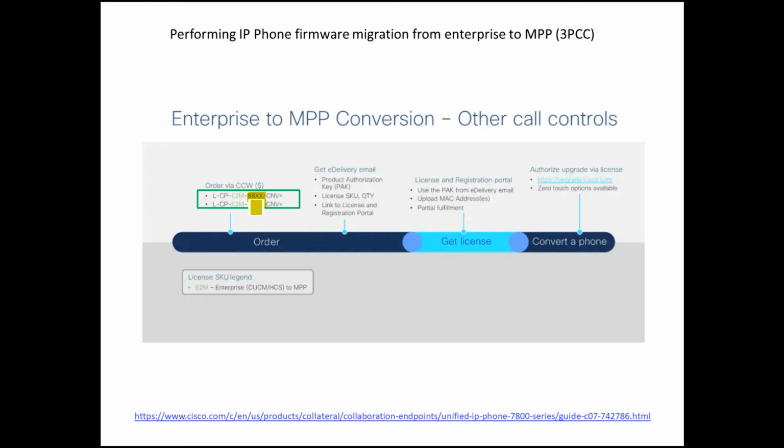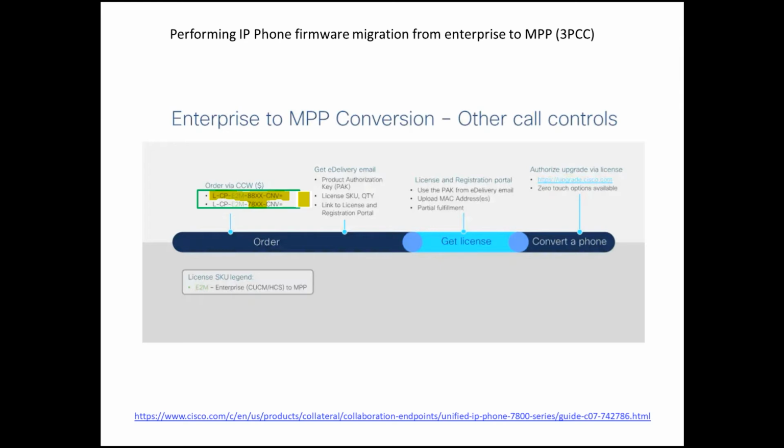So for example, if we have an 8800 series phone, currently has Enterprise firmware, and we want to migrate it to MPP firmware, then we need to purchase L-CP-8800XX-CNV equal symbol. Each phone does need its own license, so if you have one phone, it would be one license for the firmware migration. If you have 10 phones, it will be 10 licenses.